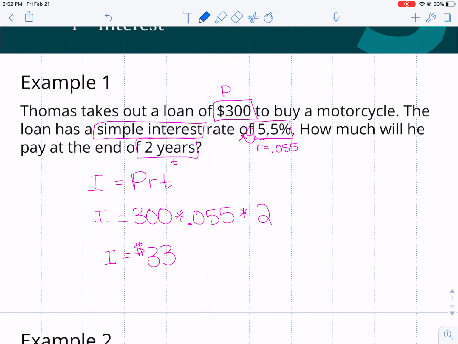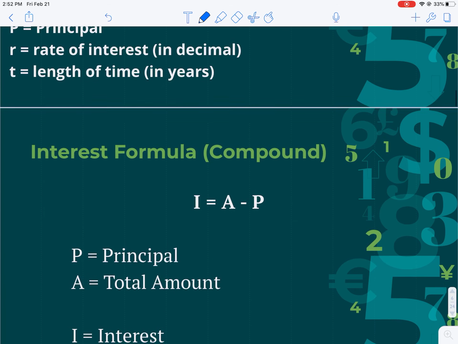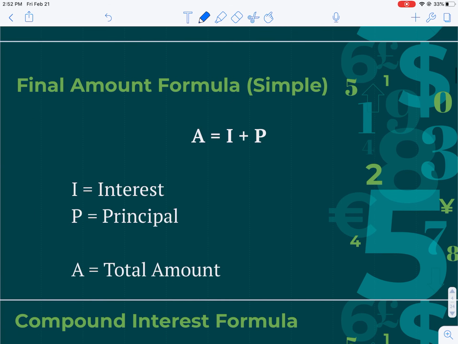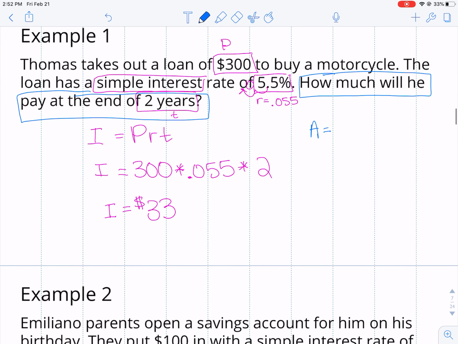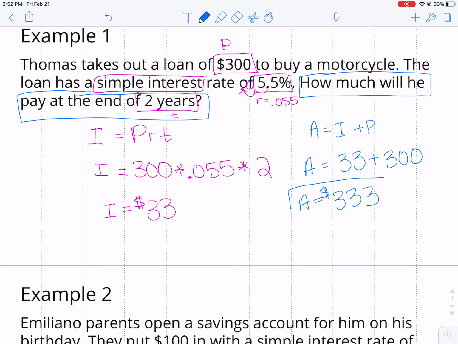Now though, let's look at how much will he pay at the end of 2 years. So how much will he pay at the end of 2 years means how much in total would he have to pay. So we actually have to have another step, a second step, in finding the amount. And in order to figure out the amount, from a simple interest, it's equals I plus P. So the principal was originally $300. So our total amount should come up to be $333 as the final answer.